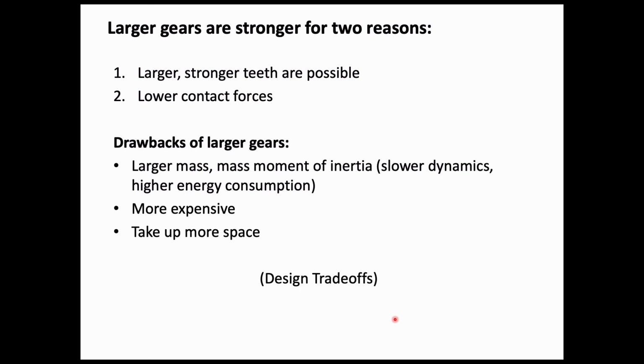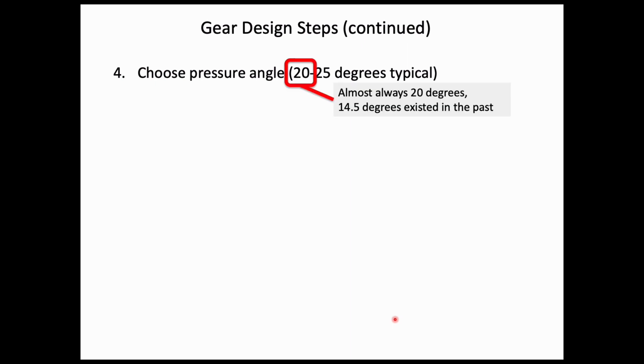So these are nice examples of design trade-offs that need to be considered when making design decisions about gear sets. Let's keep going with this 5-step procedure-based design process. Step 4 is to choose the pressure angle. The range of 20 to 25 degrees is quite typical. Almost always right now it's 20 degrees in commercially available gears.